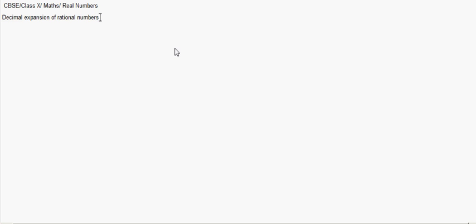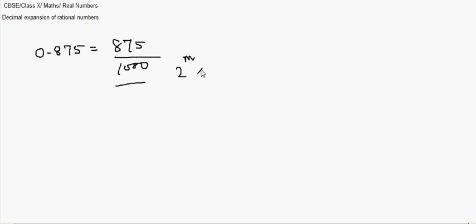Like it says, if any decimal expression is in the fraction format, like 0.875, it can be written as 875 by 1000. Now if this denominator 1000 can be expressed as 2 to the power m into 5 to the power n, in that case it is a rational number which has a terminating decimal expansion.